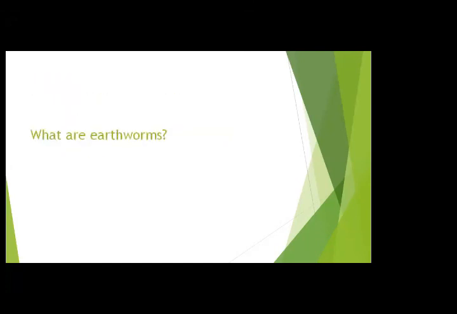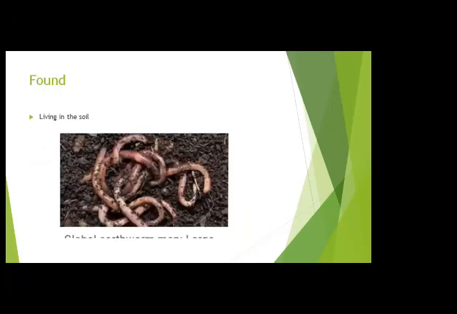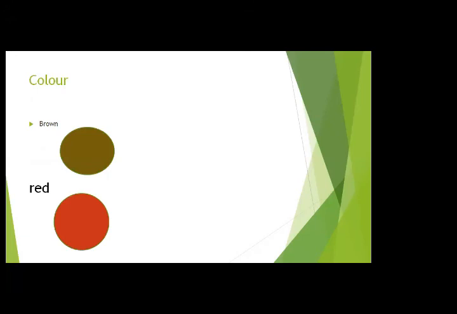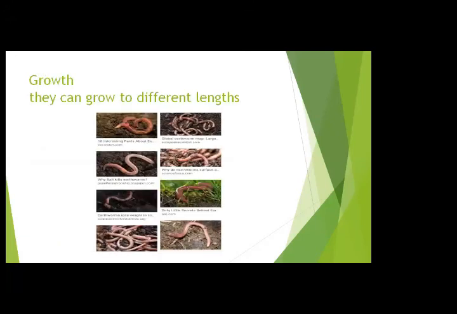In the explanation, first, what are earthworms? They live in the soil. Second, they are brown and red in color. Third, important point, they can grow to different lengths. It means all earthworms are not the same size. If one earthworm is 5 centimeters, another would be 7 centimeters or 8 centimeters. They can grow to different lengths. They can't be the same size.